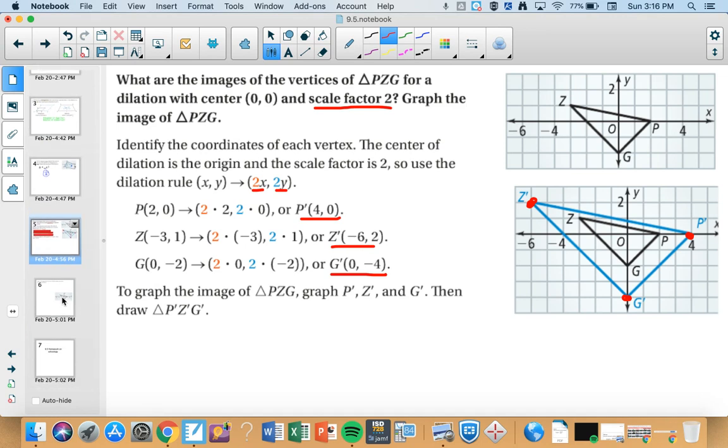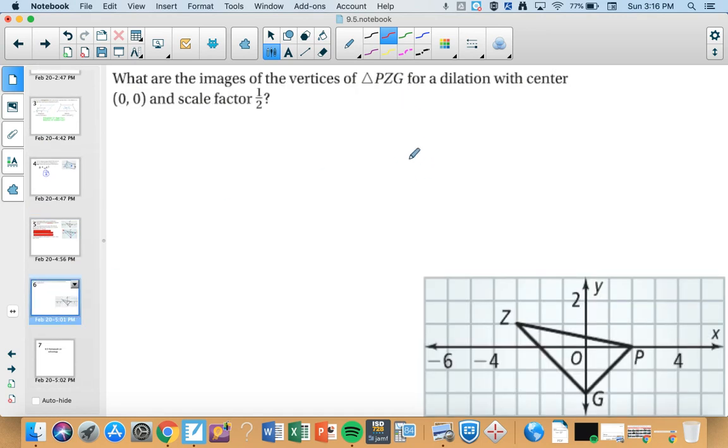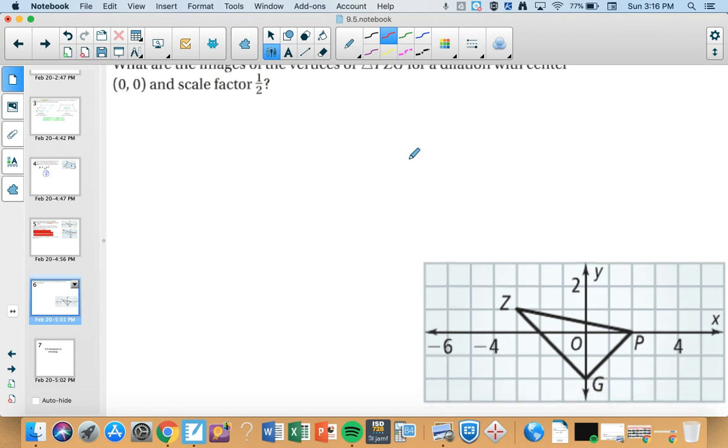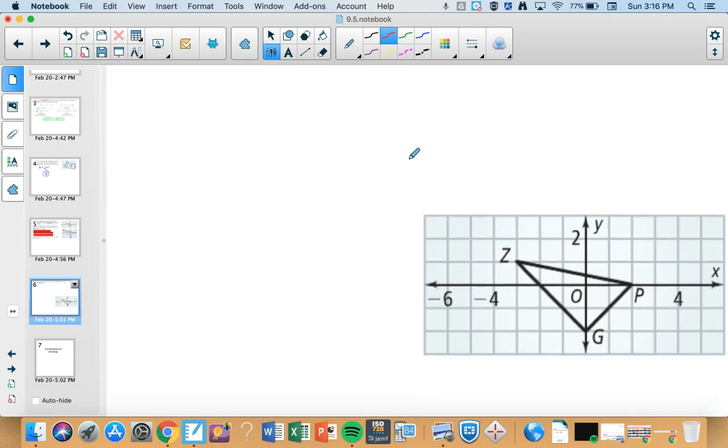So one more example here. It says, what are the images of the vertices PZG for a dilation with center 0, 0, a scale factor of 1/2. So, we look at our original points, the same points that we had before.